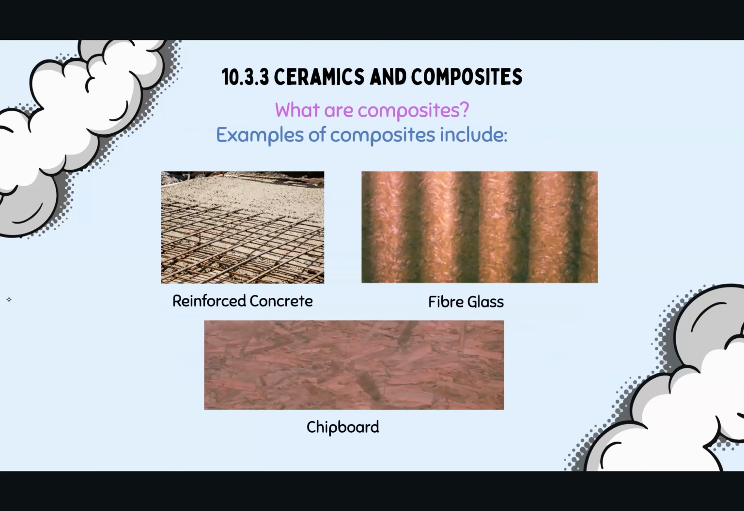So we've got some examples here. Now, fiberglass is a good example because the matrix is like a plastic resin and it's got glass fibers in. And then that material, the fiberglass, is used for boat hulls, car bodies, things like that.